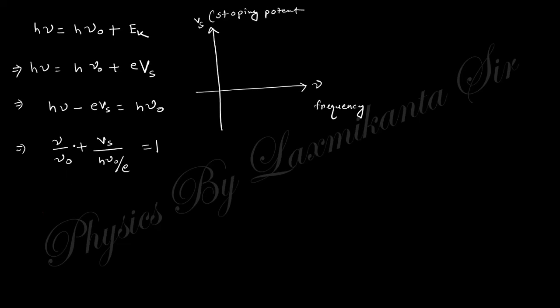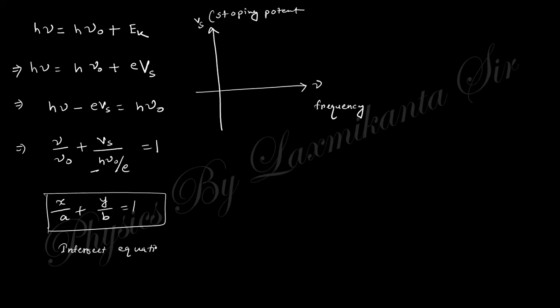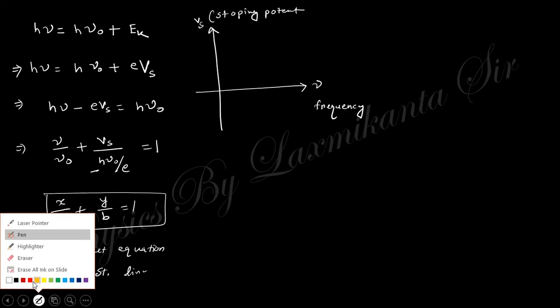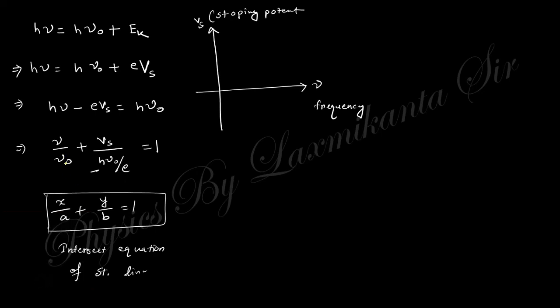Now just look at this. This is x by a plus y by b equals 1. Oh, there is a minus also. So this is the intercept form of the equation of a straight line. So this curve's nature will be like that, cutting the x-axis at nu naught and the y-axis at the point shown. So the nature of the curve will be like that.